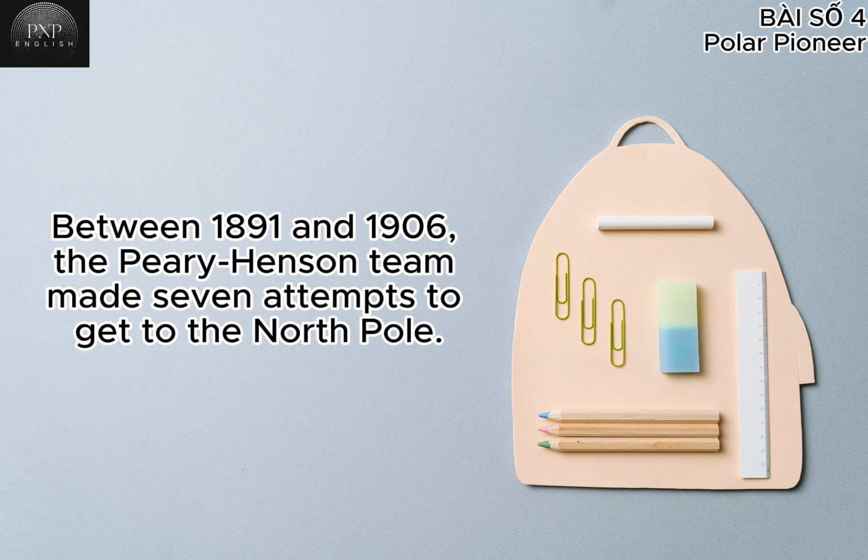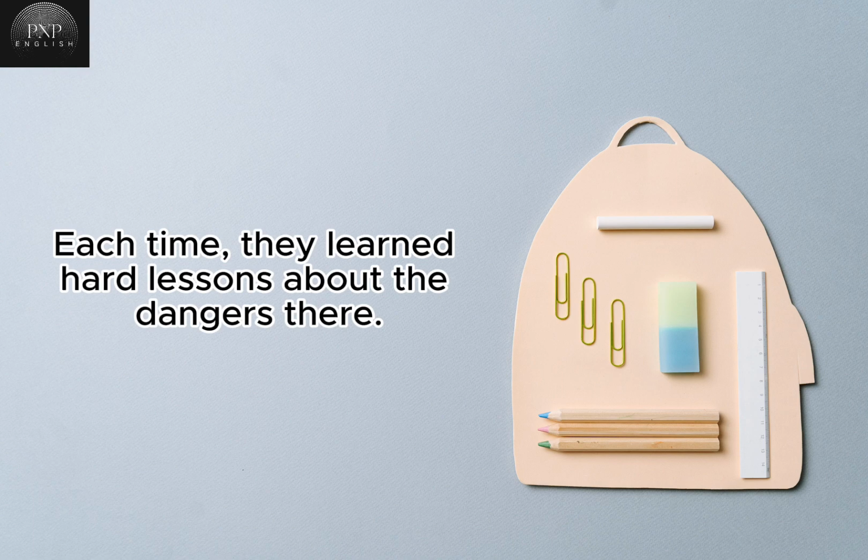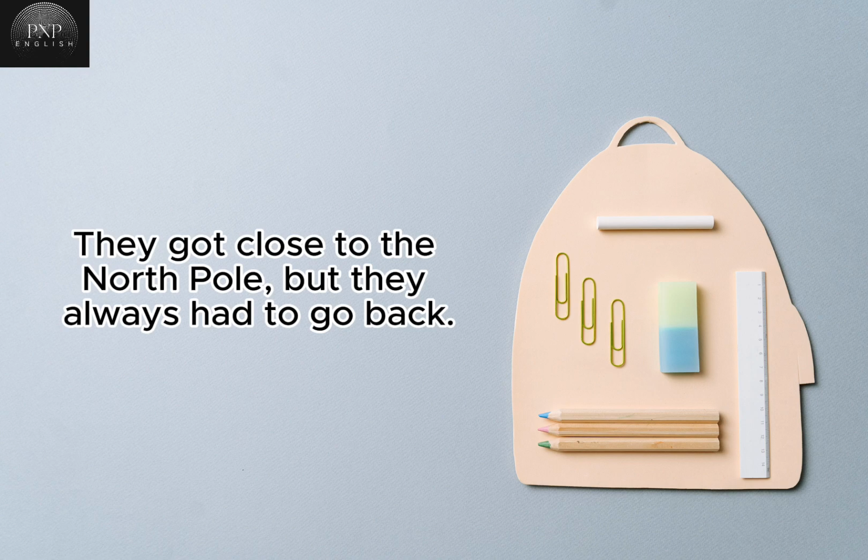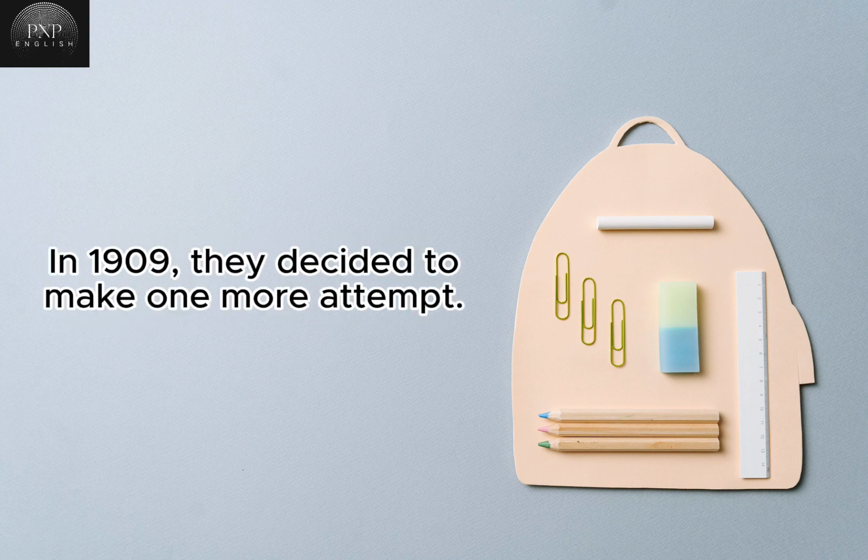Between 1891 and 1906, the Peary-Henson team made 7 attempts to get to the North Pole. Each time, they learned hard lessons about the dangers there. Sleds broke, dogs died, men got hurt. They got close to the North Pole, but they always had to go back. In 1909, they decided to make one more attempt.